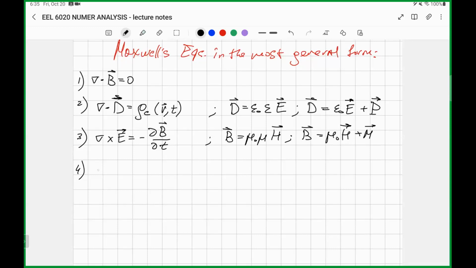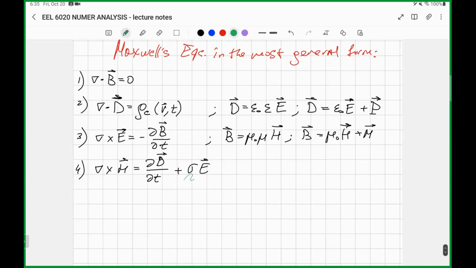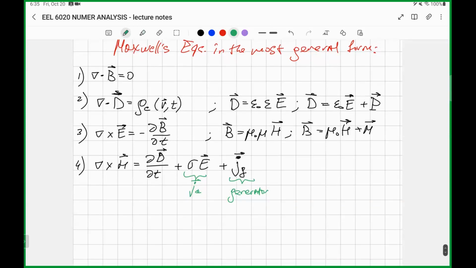And the fourth equation is the one for the curl of magnetic field H. It is given by dD over dt plus sigma E, which is the free charge currents, plus also the possible currents from generators. So this is the generator driven current. Yeah, so this is what we know so far, plus the boundary conditions.